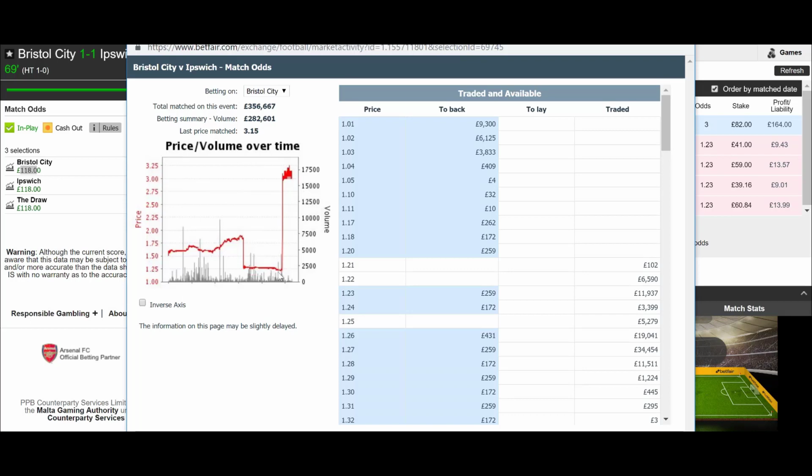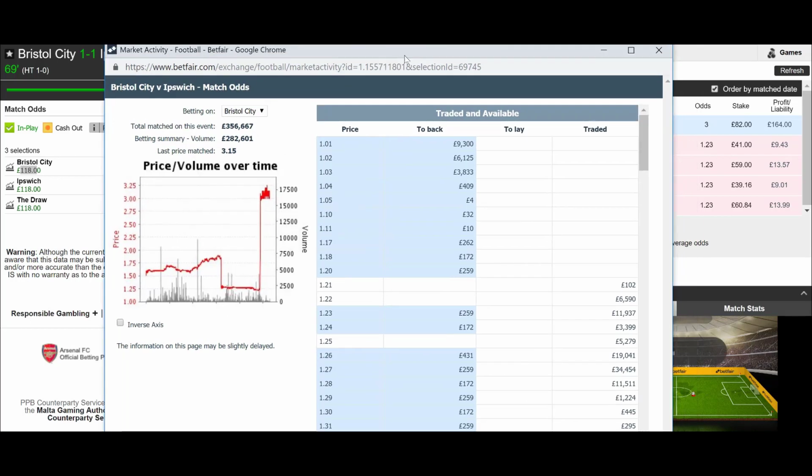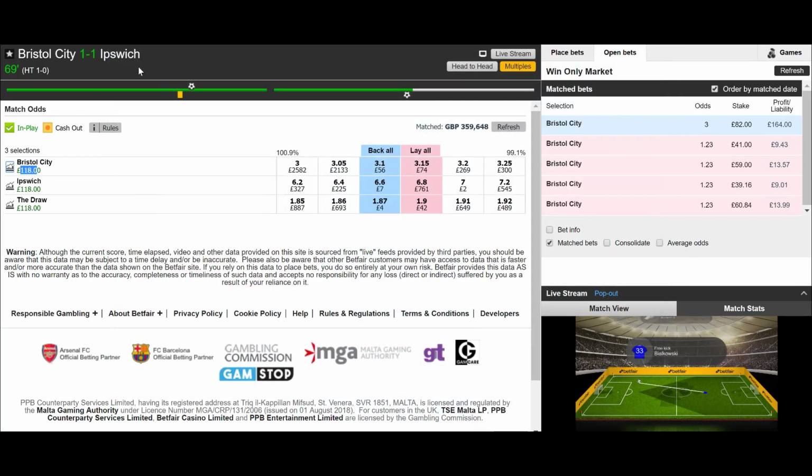So I mean, these are the golden opportunities to look out for when you do get a winning team that is a strong favourite who is just not performing like a strong favourite really should. These are the great opportunities to look for. So yeah, a winning trade. We got there nice and early as well. So there we have it. 69 minutes gone. Bristol City 1, Ipswich 1.